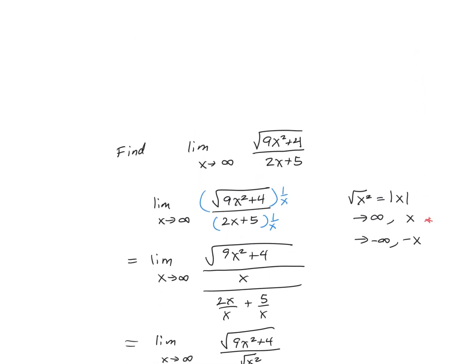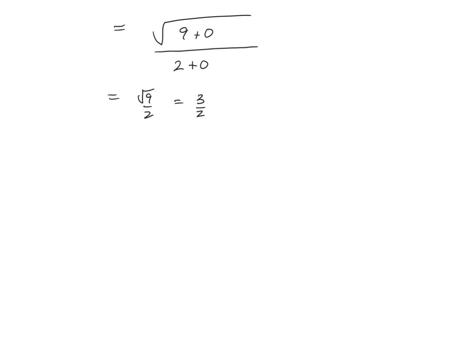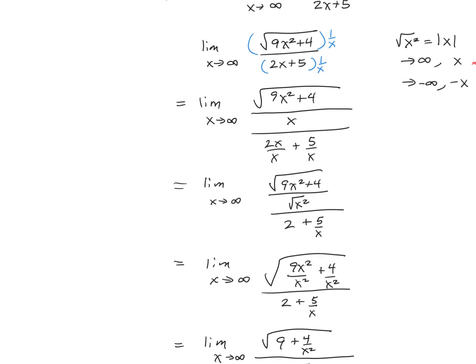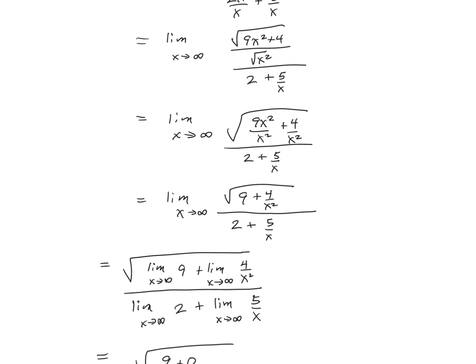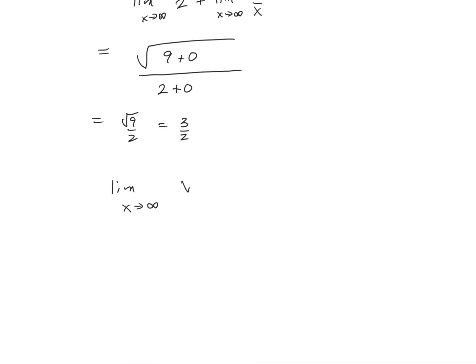So therefore, we have the limit as x goes to infinity of, again, it's back here, the square root of 9x squared plus 4 over 2x plus 5 is equal to 3/2.